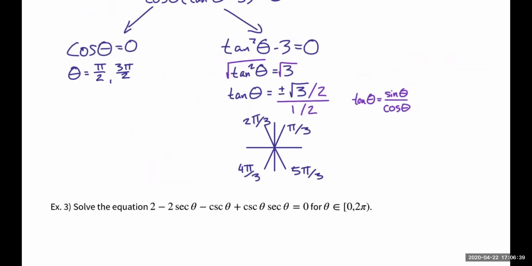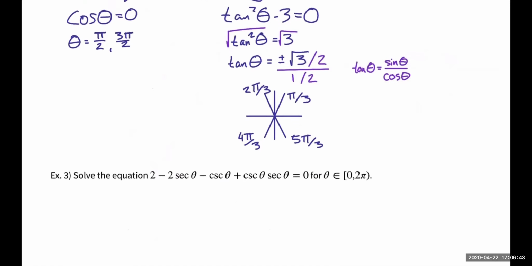All right. So if we were to follow what we did before on our last problem, then we could say that our solution set is going to be pi over 2, 3 pi over 2, and then those 4 angles that we just wrote down in our other equation from our tangent equation.